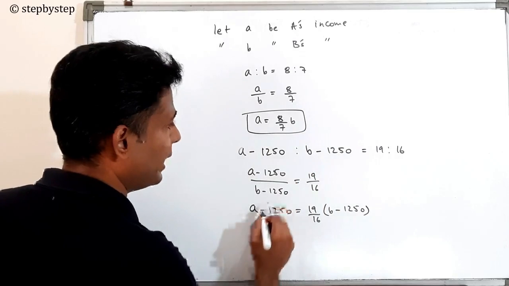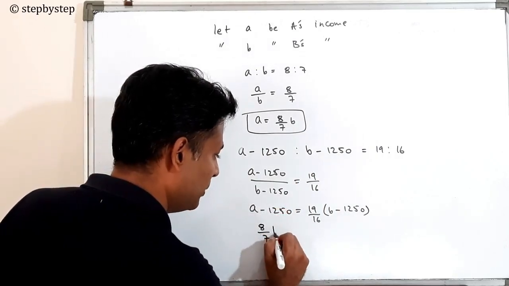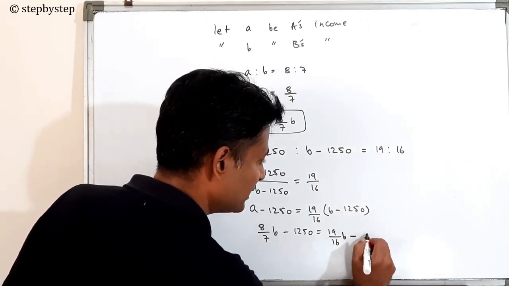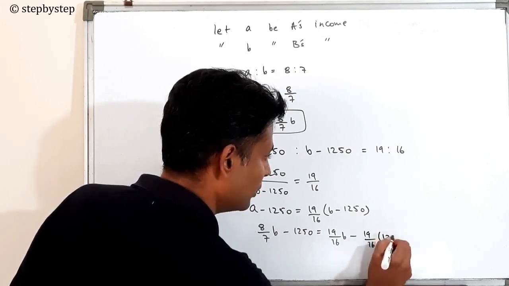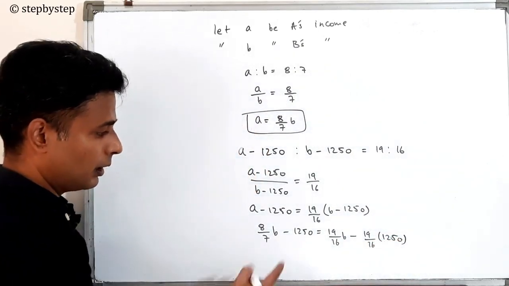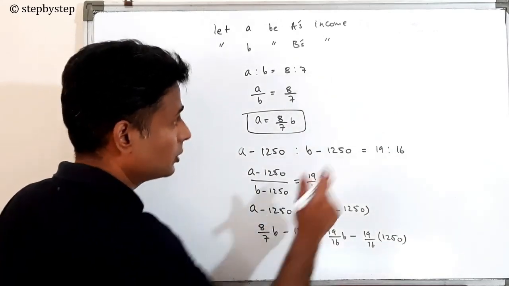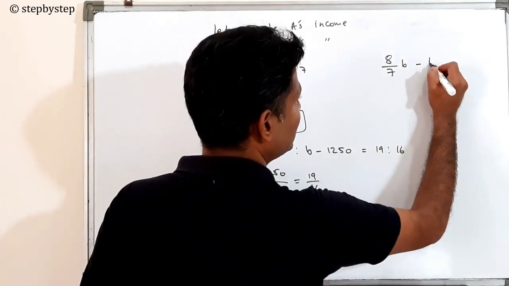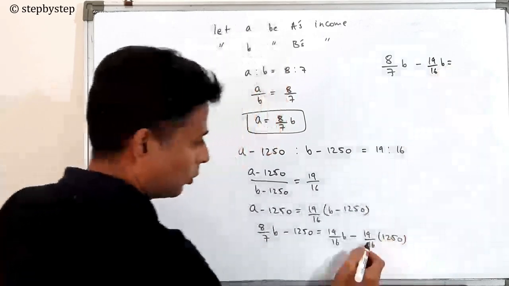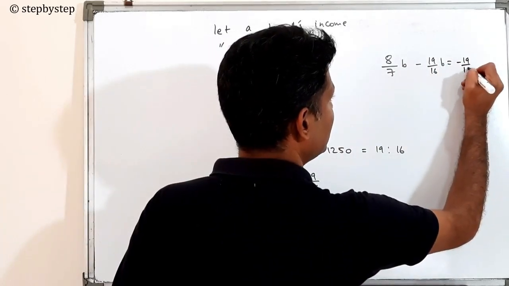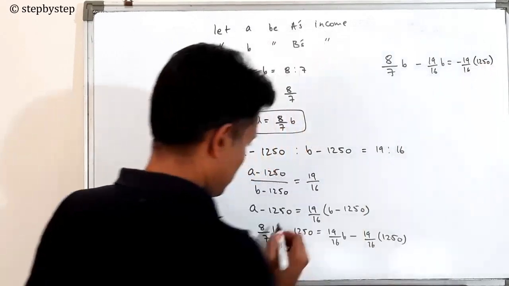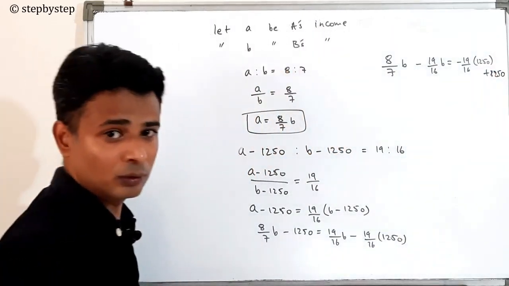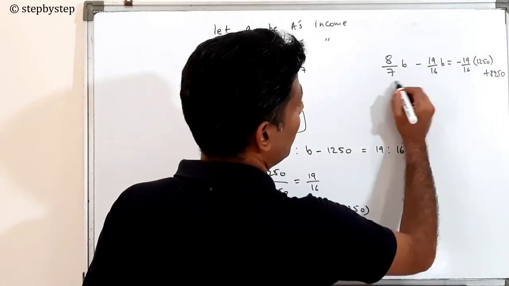But A is what? 8 by 7B. So here it becomes 8 by 7B minus 1250 equal to 19 by 16B minus 19 by 16 into 1250. Now I'll transpose B on one side, rest on the other. So I'll get 8 by 7B minus 19 by 16B equal to minus 19 by 16 into 1250 plus 1250. Right? Now I have to take LCM here.